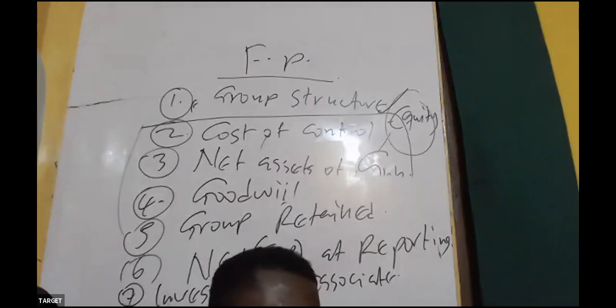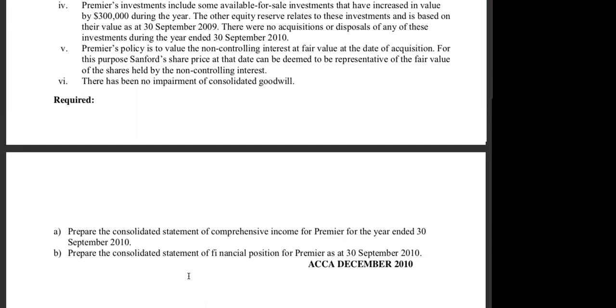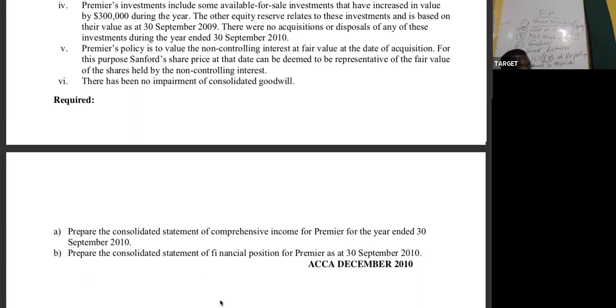Okay, so let's look at this particular question, going straight to the requirements. Prepare a consolidated statement of comprehensive income for the year ended 30th September 2010, and prepare a consolidated statement of financial position for Premier as at 30th September 2010. That is the December ACCA 2010 financial reporting question.